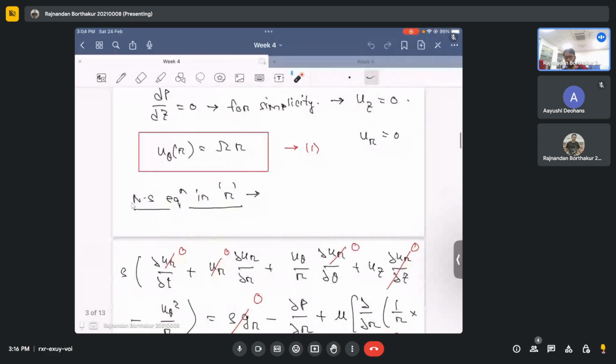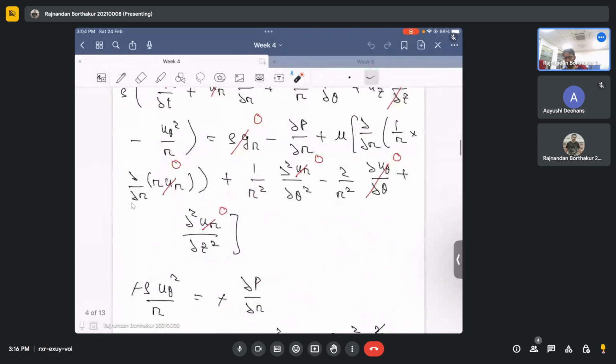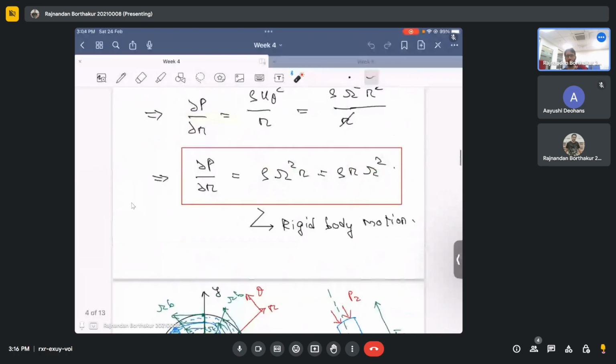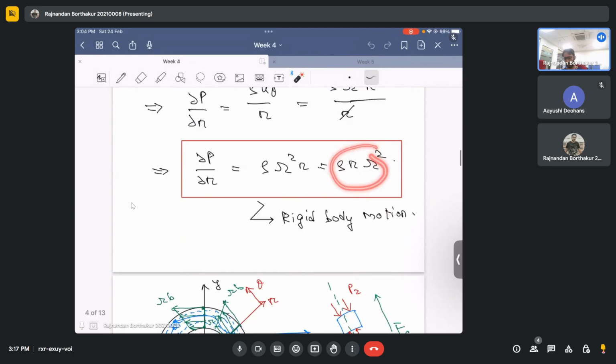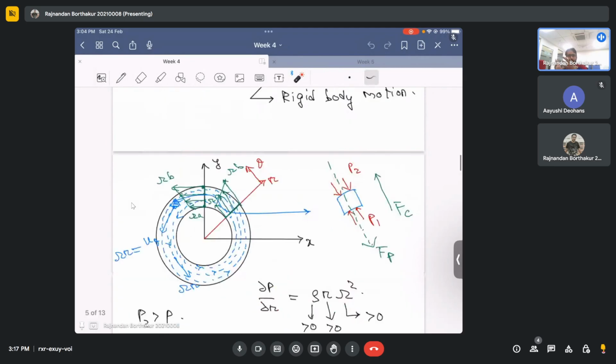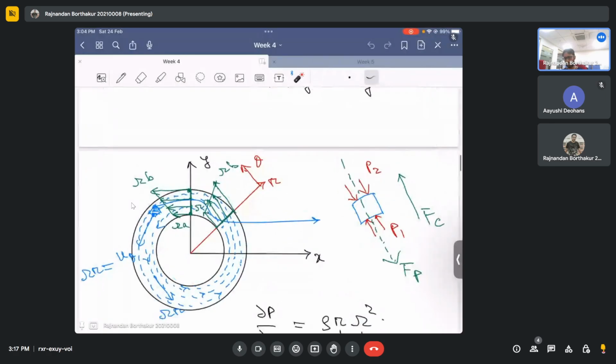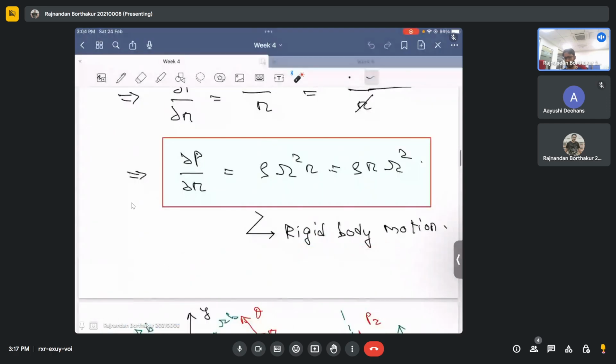Then we applied the Navier-Stokes equation in the r direction, and we saw that the radial pressure gradient, the del P by del r term, is essentially balanced by the centripetal force, or the centrifugal force. Then we tried to understand how this balancing takes place, and we saw the specialized case of a rigid body motion.